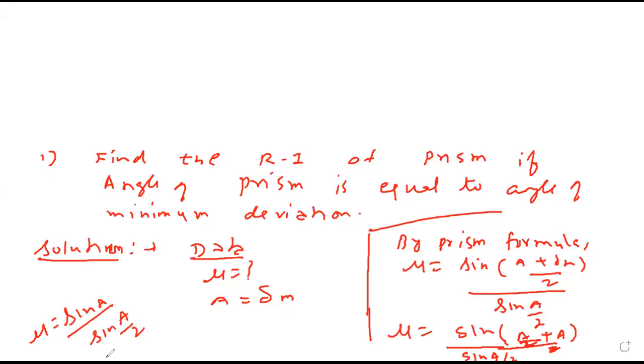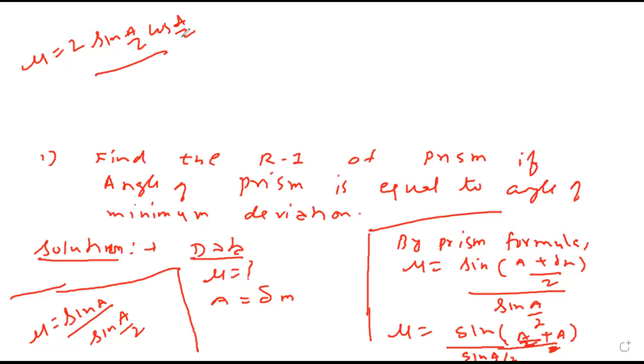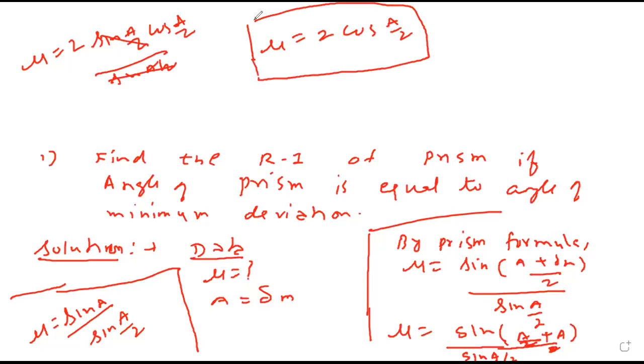In maths you have studied, what is the sine 2A formula? Yes, sir, 2 sin A cos A. Very good. So 2 sine A by 2 cos A by 2 divided by sine A by 2. So sine A by 2 cancels. So mu becomes 2 times cos A by 2. Don't cancel 2 to 1. This is the answer. Mu equals to 2 times cos A by 2. Right.